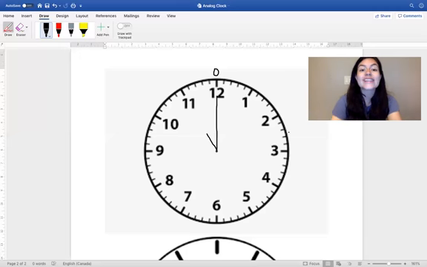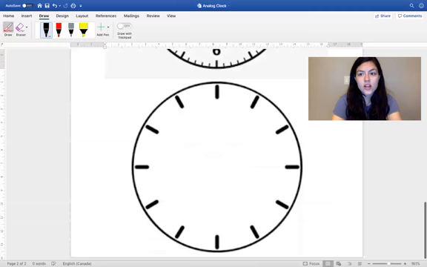Good job. It is 11 o'clock. Now, sometimes if the hour hand is a little bit short and you can't tell where it's pointing, you could always just make that line a little bit longer by making some dots, and you can see where it's ending up. Now I can see very clearly it's on the 11.